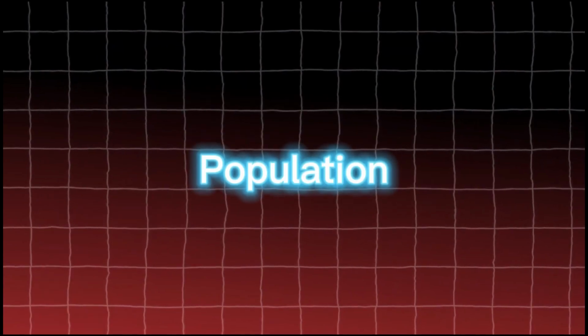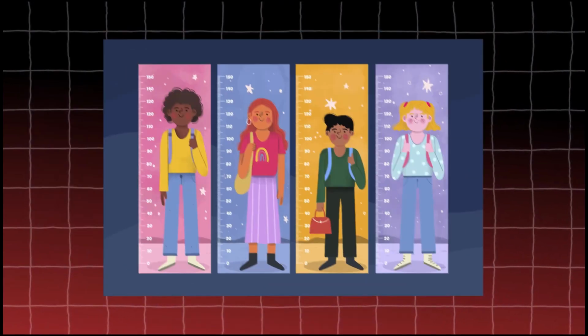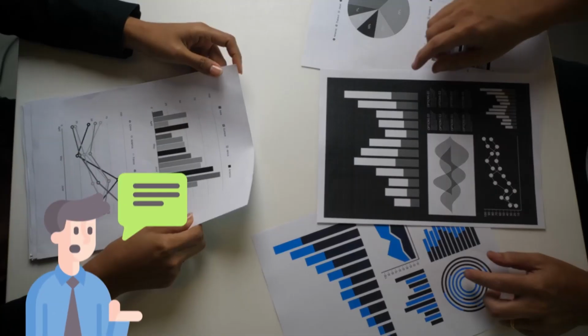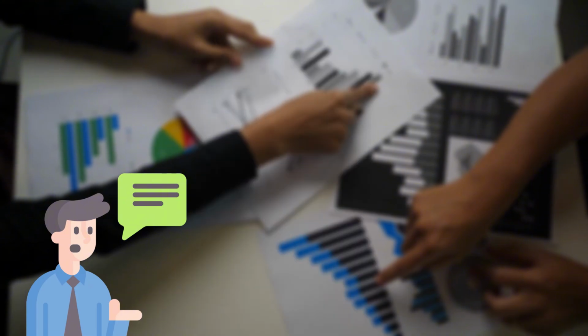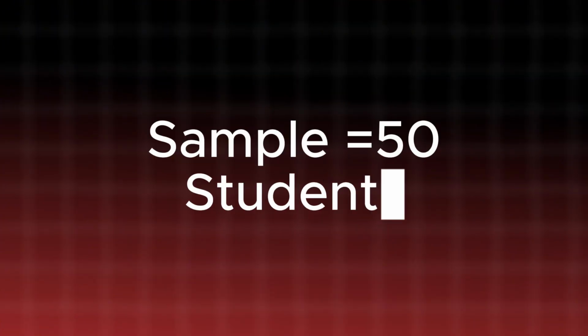Next is population. A population refers to the entire group of people, items, or data that you want to study or make conclusions about. If you are trying to find the average height of students in your school, then your population is all the students. But studying everyone can be hard. That's why we take a sample. A sample is a smaller group selected from the population that is actually studied or measured. For example, if the population is all students in your school, a sample might be 50 students chosen from different classes to represent the whole school.